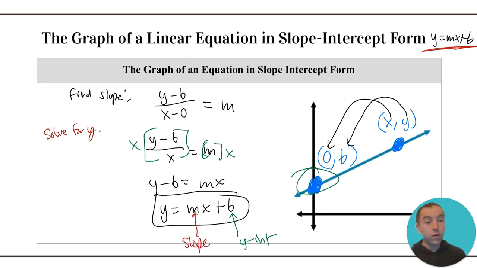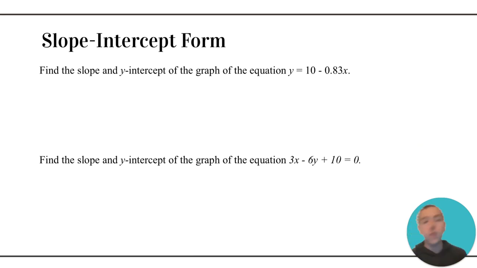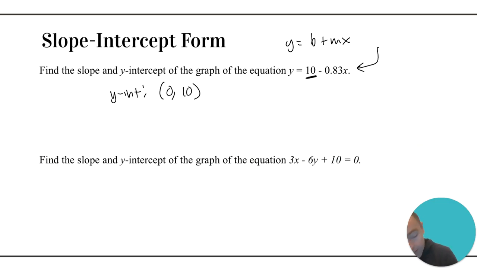Okay, so a couple questions that you'll see right here. Looking at the first one, we're asked to find the slope and the y-intercept of the graph of the equation y equals 10 minus 0.83x. This is actually y equals b plus mx form, so it's in slope-intercept form. So what that means is this 10, the number that's not with x, is going to be the y-intercept. So the y-intercept, make sure you express it as a point, of course, is 0, 10 then. And then the slope is going to be negative 0.83. And that would be the ratio of the rise to the run.